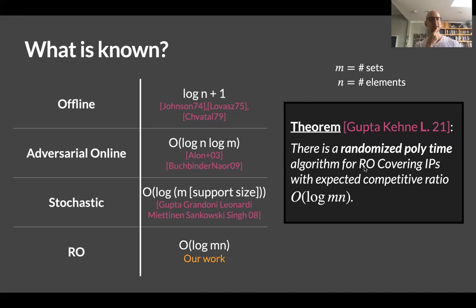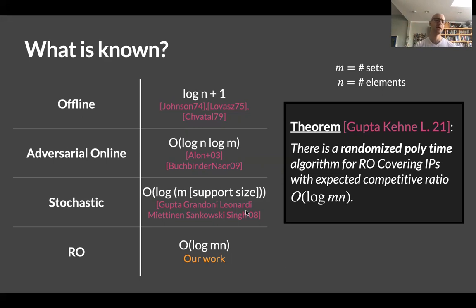But actually what we show is that for an even more general problem, which I'm calling random order covering IPs, you can actually beat the double log, and you can get a log mn, where m and n are inside the single log. So at least in the regime where m is polynomial in n, this is matching up to a constant the best possible offline bound. We can think of this as an improvement over the stochastic version in two senses. So one is that we're making the support size term n, the number of elements that we actually see, as opposed to the universe of elements that we could see.